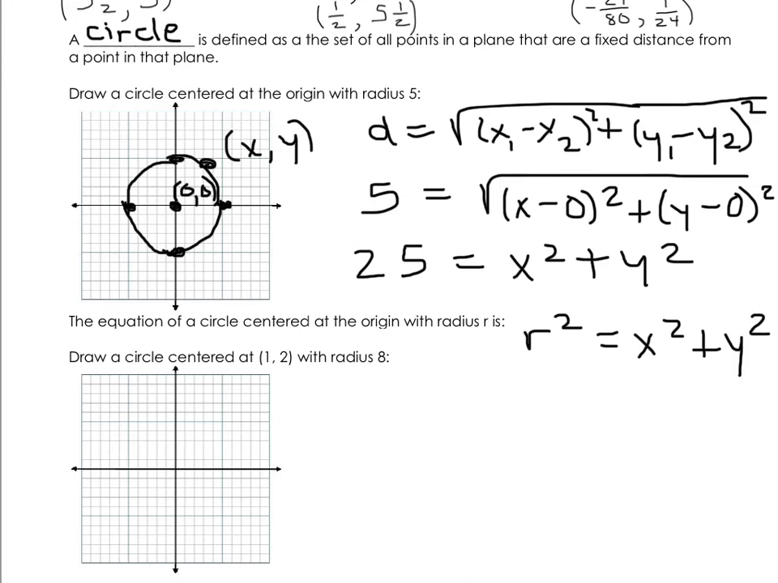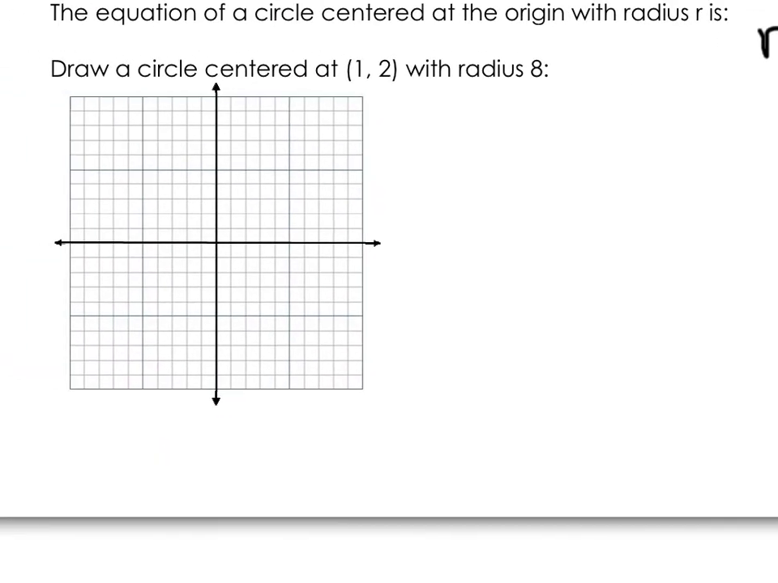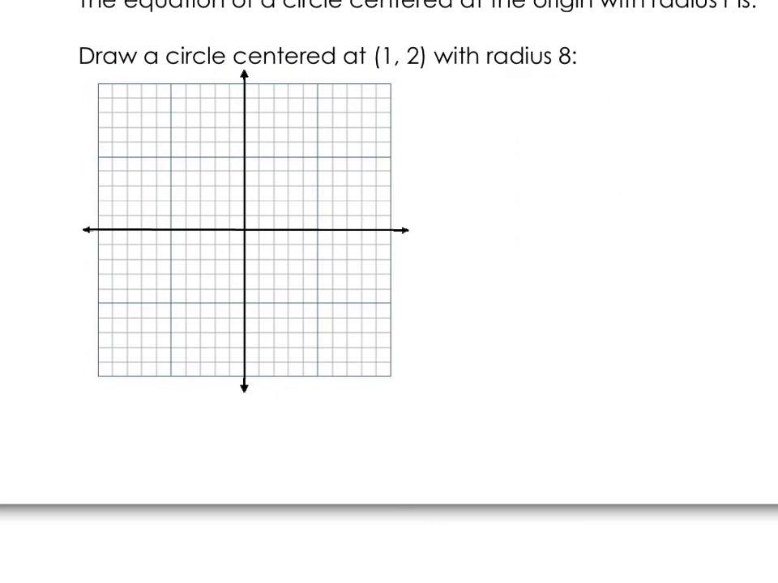Centered at the origin, radius r. Let's draw a circle centered at the point 1, 2 with radius 8. So we need to go 8 units to the right, 8 units down, 8 units left, 8 units up, and then use those points to help us eyeball our circle.